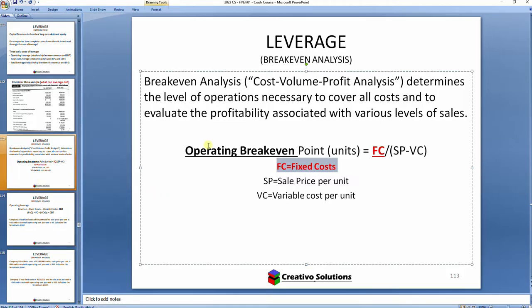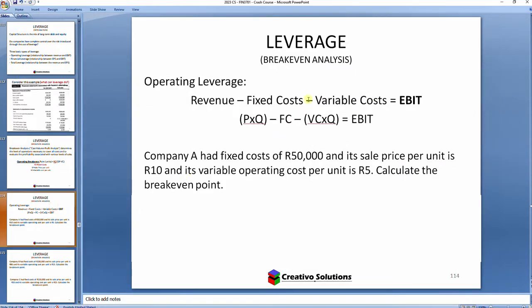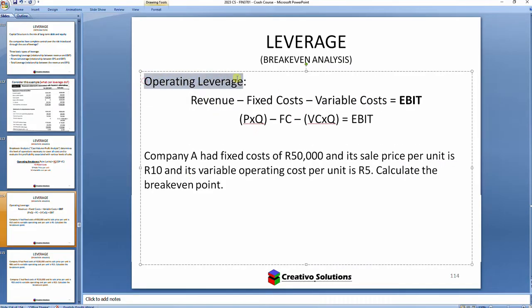So when you're looking at operating break-even, you've got this formula: break-even point equals fixed costs over selling price minus variable costs. The leverage that we're looking at relates to that. I'm just going to give you a note here. Here's the fixed cost. We just spoke about leverage. Can you change your fixed costs?